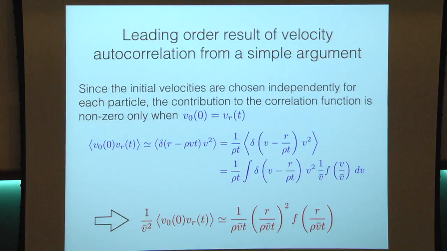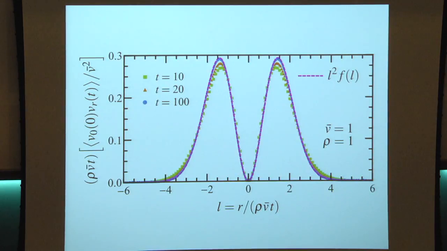I'm just plotting this velocity autocorrelation function, how it behaves as a function of that. So this object versus this one is the same object, I just scaled it differently. This is for when f is a Gaussian function. I scaled it with this, but if I don't scale it, if I just look at the variable r, r is proportional to t. So if you look at it at different times, this peak will be at different places. They are just ballistically moving peaks.